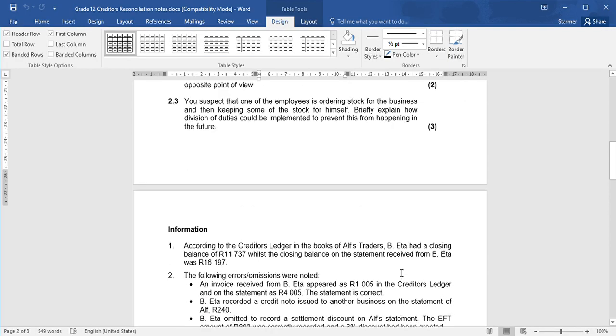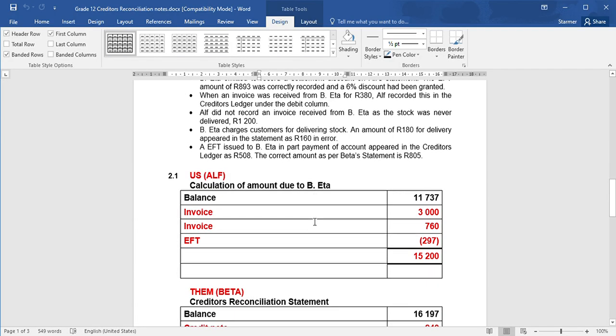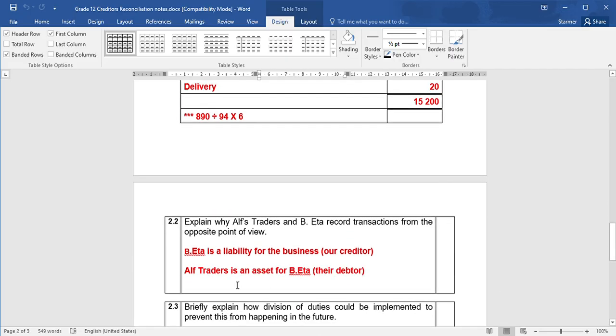Alright, then the next is a couple of theory questions. Explain why ALF's traders and Beta record transactions from the opposite point of view. Alright, obviously ALF is owing money to Beta, so in our books Beta is going to be a liability, but in ALF's books we owe them money. So for them, we are going to be their debtor, which is an asset. So we owe them, it's a liability. They are owed by us, it's an asset for them. That is why they'll see them from the opposite point of view.